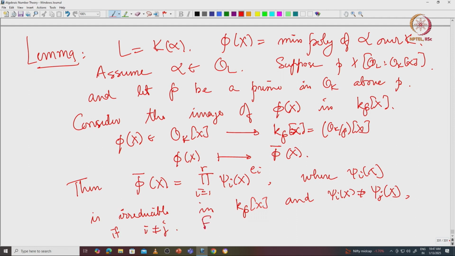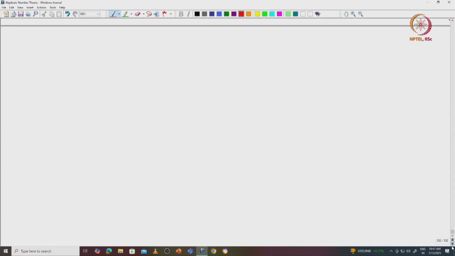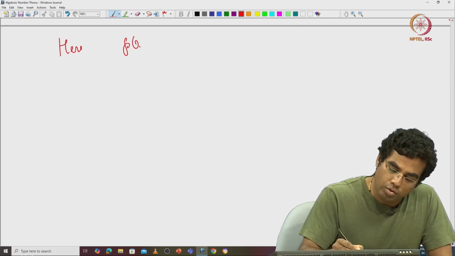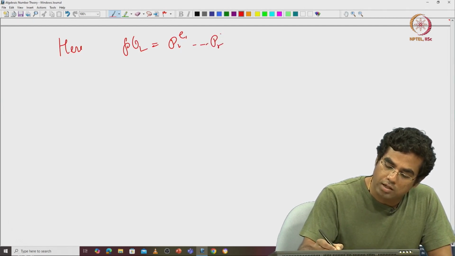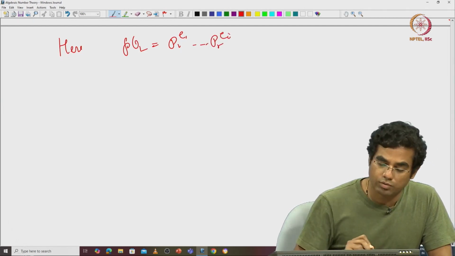Further, we can also say a little more about its degree. So, the degree of psi i of x is equal to f i. Here, of course, the e i's and f i's have the meaning that we had before. Here, the ideal pO_L is P1 to the E1 up to Pr to the Er, that is one thing.